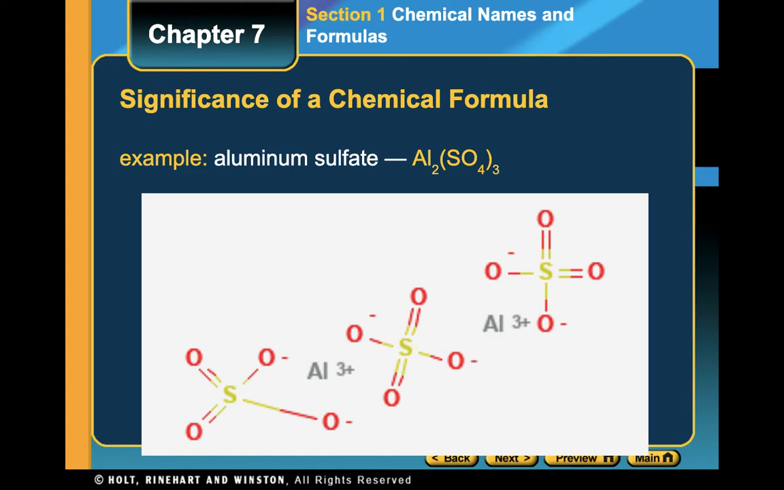So let's see if the overall thing is balanced. I can see that I have overall 6 positive charges and I have 1, 2, 3, 4, 5, 6 negative charges. So my overall charge of the entire compound is 0. And that's actually what makes it stable in this form.